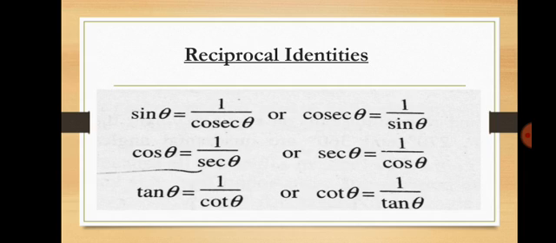Similarly, tangent theta is equal to 1 over cot theta, but we can't use this reciprocal identity because we often use tangent theta is equal to sine theta over cos theta. And on the other hand, whenever there is a cot theta, we will not replace it with 1 over tangent theta, although cot theta is equal to 1 over tangent theta, but we replace it by cos theta over sine theta to simplify the trigonometric ratios.